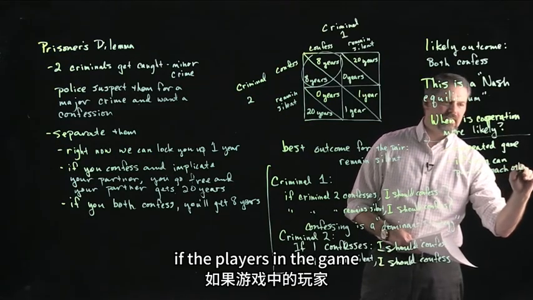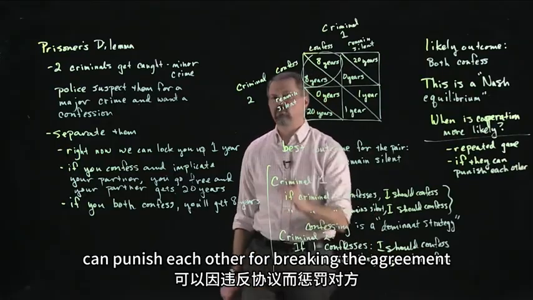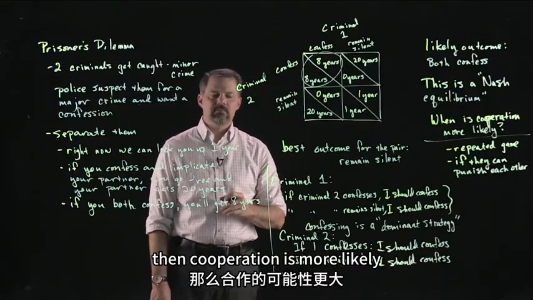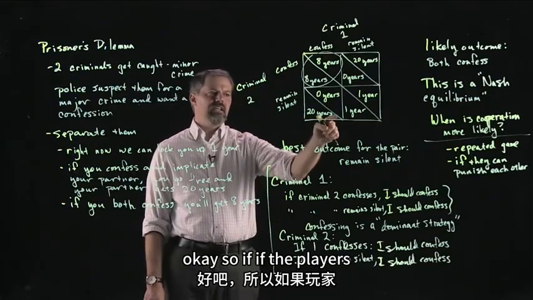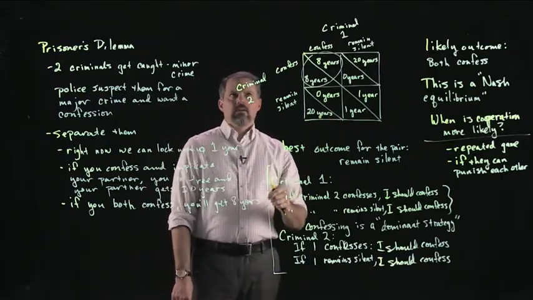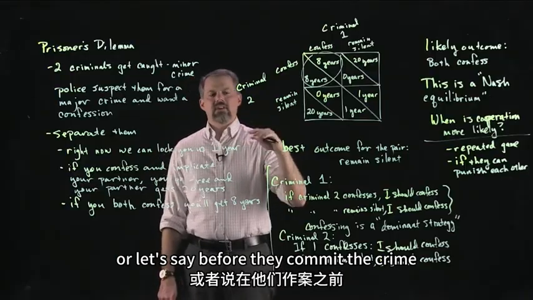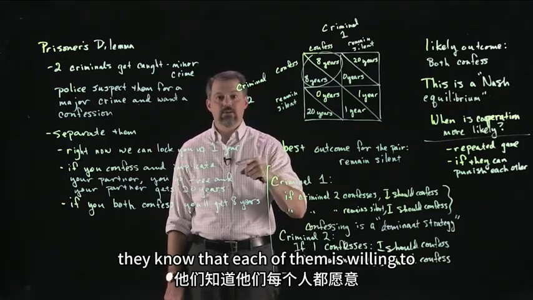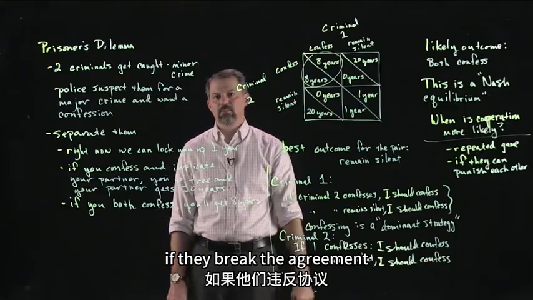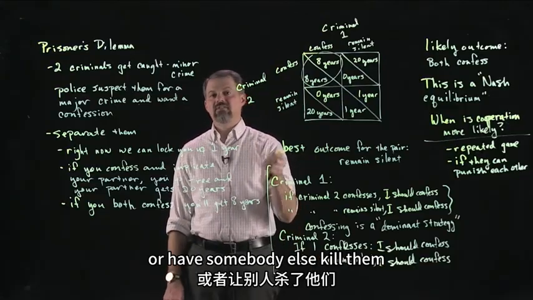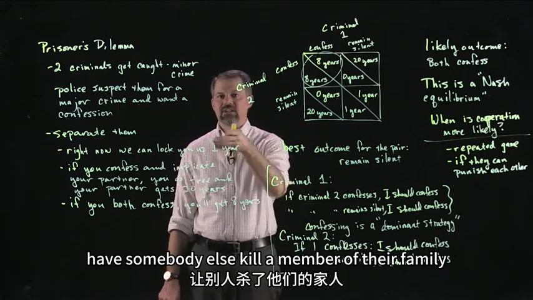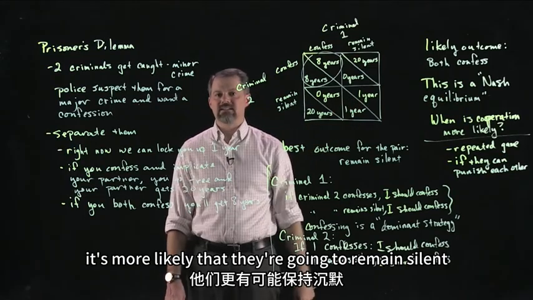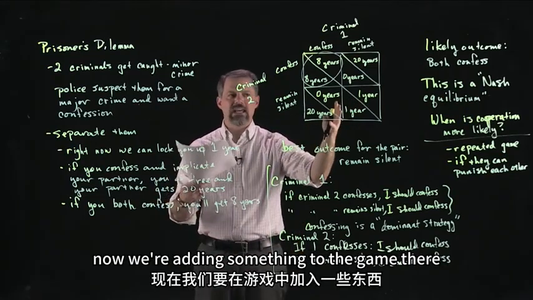If the players in the game can punish each other for breaking the agreement, then cooperation is more likely. Okay, so if the players, before they go to prison, or let's say before they commit the crime, they know that each of them is willing to, let's say, kill the other one if they break the agreement, or have somebody else kill them, or maybe have somebody else kill a member of their family, then it's more likely that they're going to remain silent. Now we're adding something to the game there.